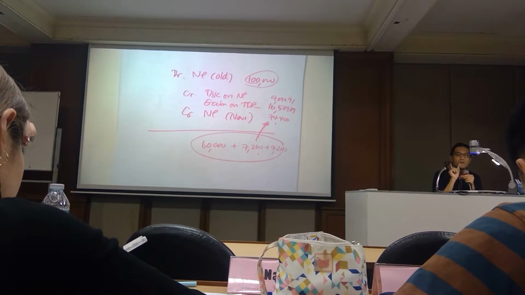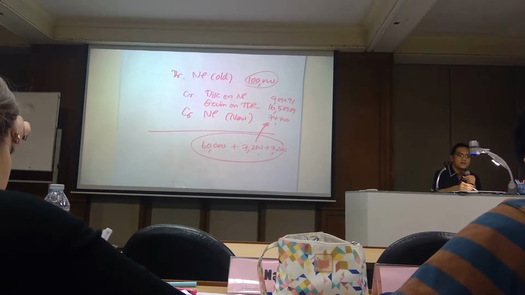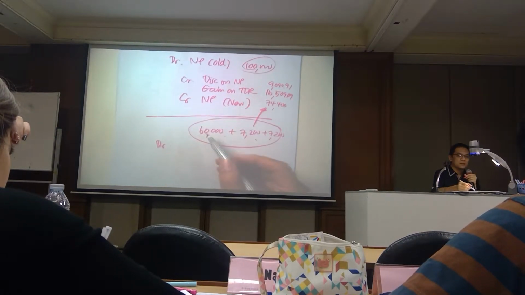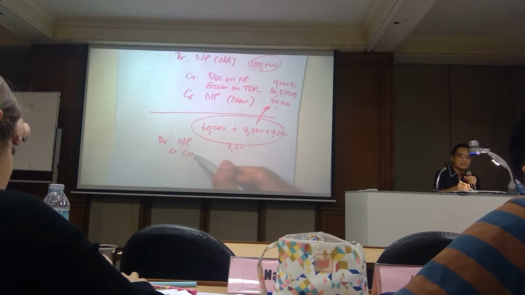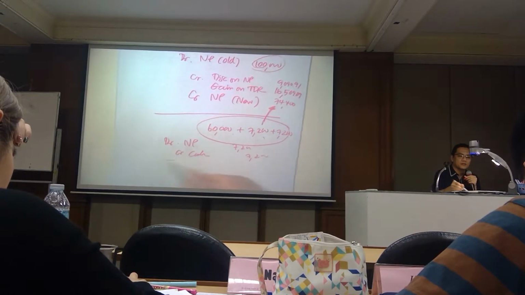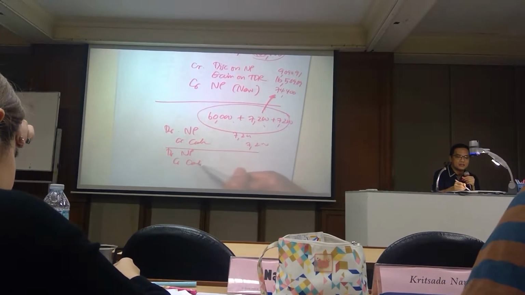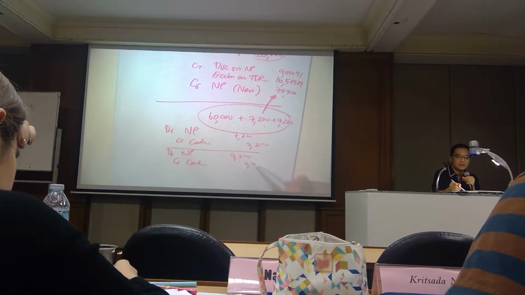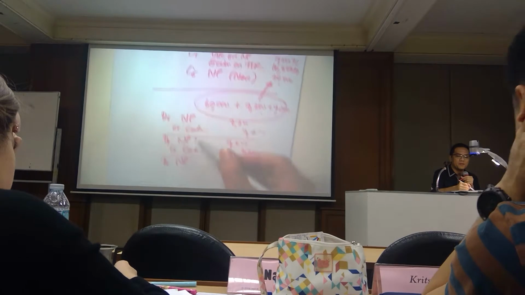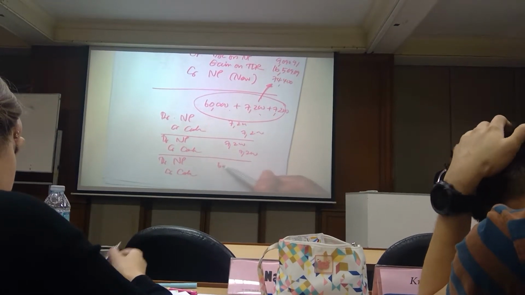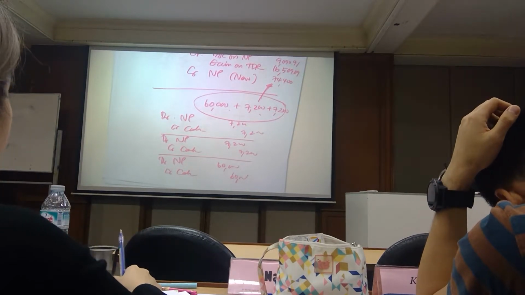Every time when you pay off the debt, you pay interest, you debit notes payable 72, credit cash 72. Pay again, debit notes payable, credit cash 72, 72. And finally, you pay off, debit notes payable, credit cash for 60. That's it. Everything gone.